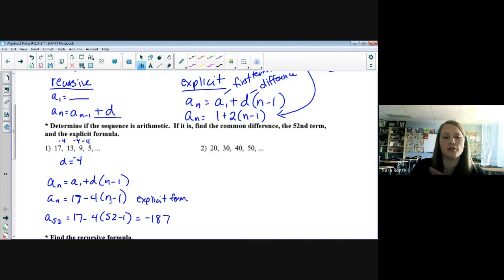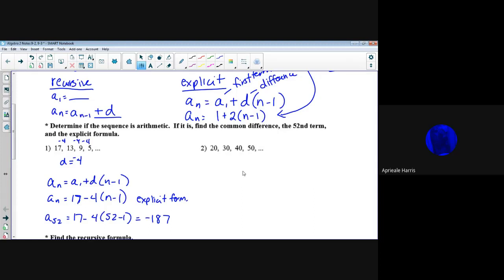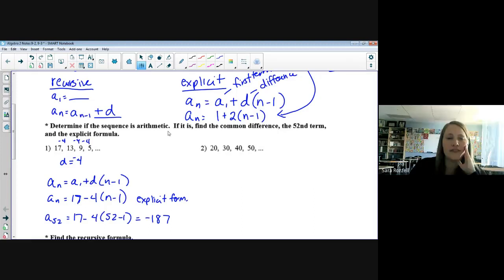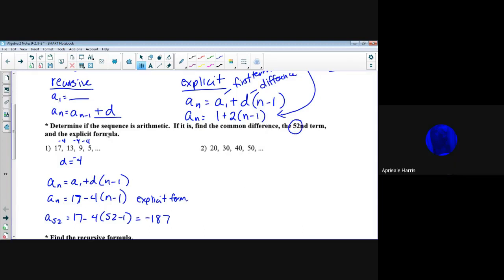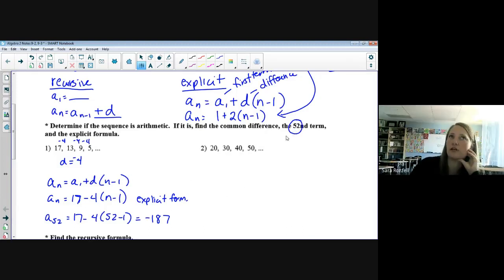Do we need to do another one, or do you think you're okay with the first one? You want to try one more? Okay, all right. So on number 2, are we adding the same each time? Where did you get the 52 from? They asked me in the question to find the 52nd term. Okay, thank you. Yeah, they're going to tell you what term they want you to find.